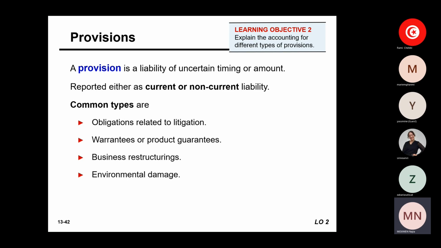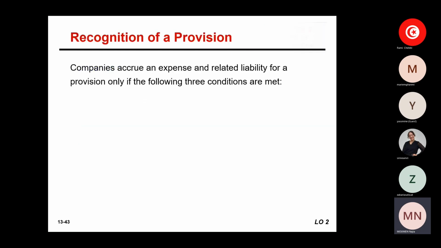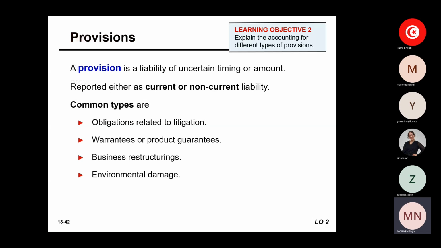Okay. You also may record a provision when you are expecting a liability to be incurred because of any environmental damage you caused, and you are required to correct that damage. So for these common types of obligations, specifically these provisions, we'll see what the accounting treatment will be.